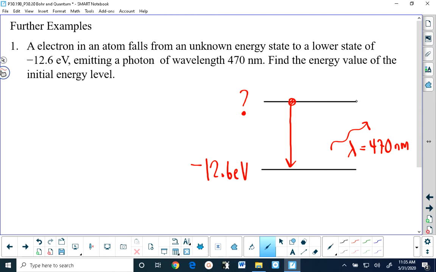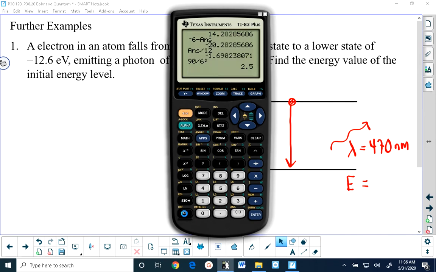Well, again, just like we were doing on Friday when we first talked about the Bohr model of the atom, you always want to think in terms of energies. So as soon as I see that wavelength of 470 nanometers, my mind tells me to find the energy of that photon. We can take 1242 electron volt nanometers and divide by 470 nanometers and get 2.6426 eV.